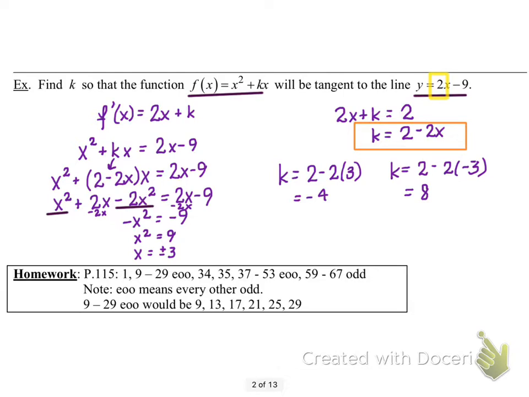There's two places where this particular parabola can be tangent to the line y equals 2x minus 9. Actually, I said that wrong, didn't I? There are two different parabolas that are tangent to the line y equals 2x minus 9. And if you graph that on your graphing calculator, you should find that to be true.